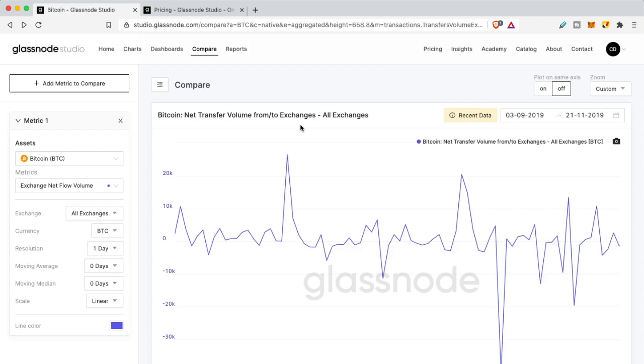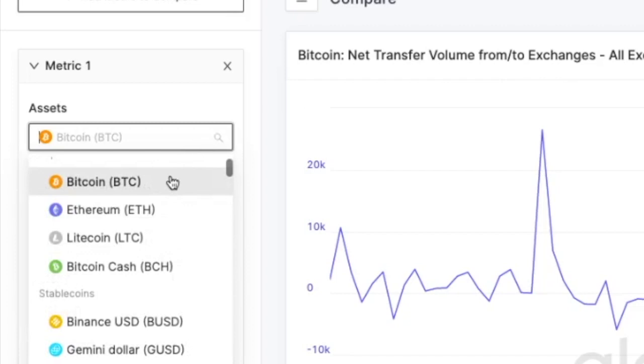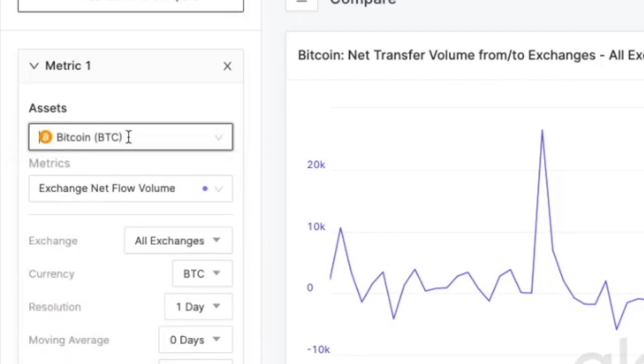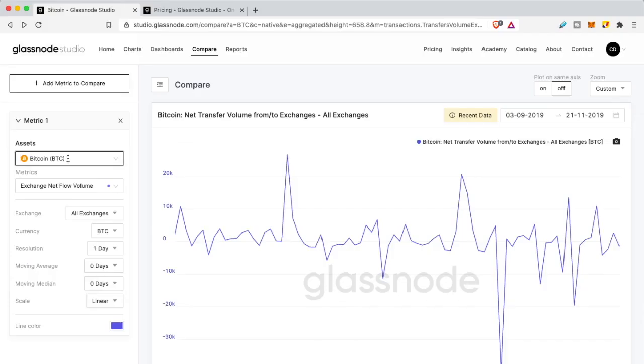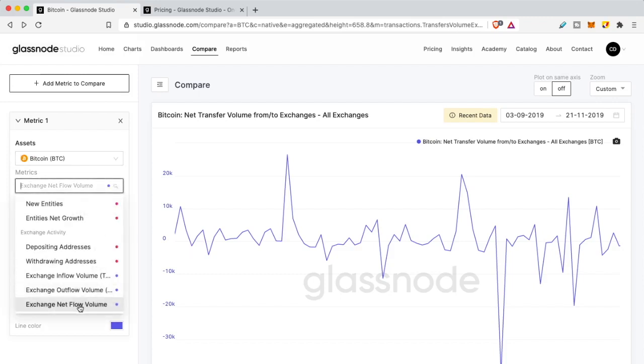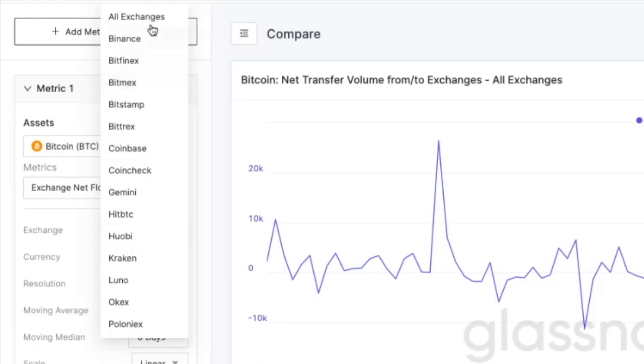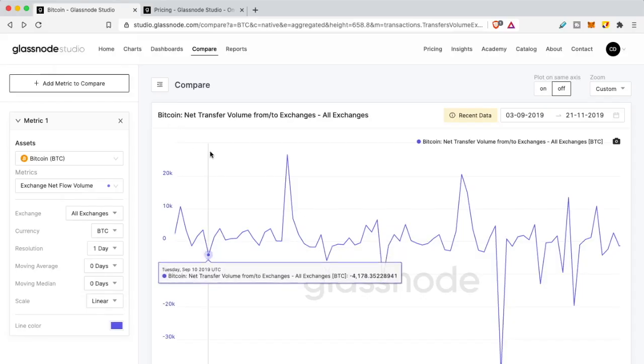And to make sure that our chart is set up correctly, head over to this graph over here and make sure you select Bitcoin. You can choose other cryptocurrencies as well, but we're going to use Bitcoin because typically altcoins follow Bitcoin. So Bitcoin is one of the best indicators for what we're trying to do with this chart. Then for metrics, make sure it's selected as exchange net flow volume. And then very important for exchanges, make sure it's selected as all exchanges. If you only choose one specific single exchange, you're not going to get the correct data that's needed to read this chart.